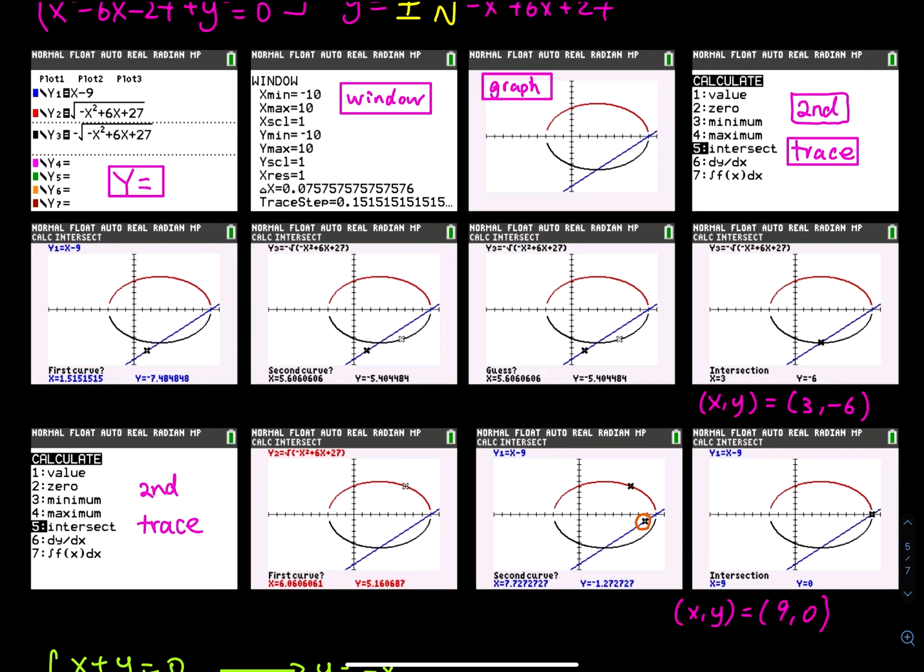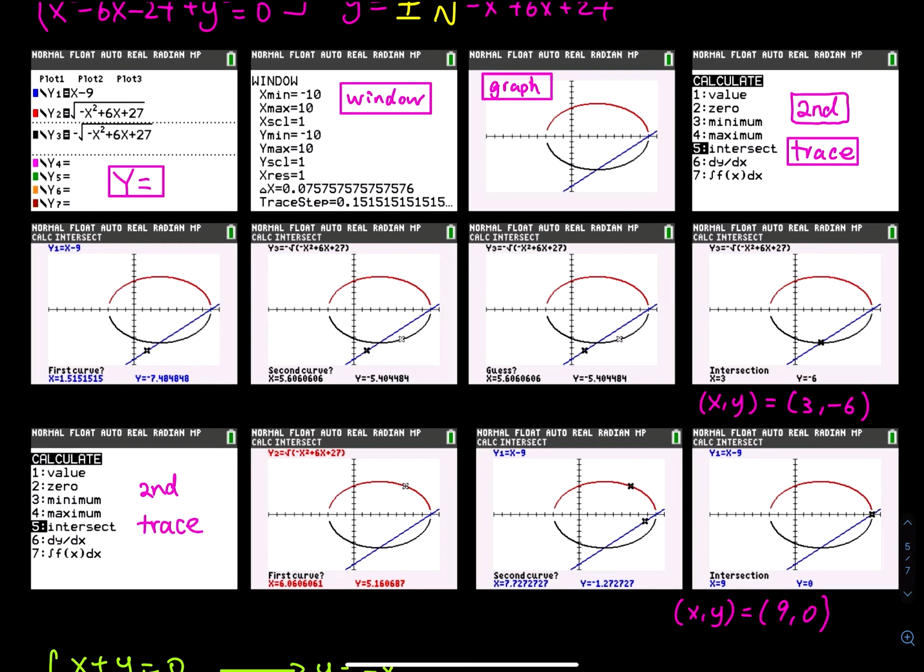Once the cursor is on the left side, you press enter. How do you put the cursor on the left and right? You use the arrows to move the cursor left and right, up and down. Place the cursor on the right hand side, and then you click enter. Once they show the guess, just click enter one more time. The guess shows you one on the left, one on the right. Once you click enter again, they will find the intersection for you.